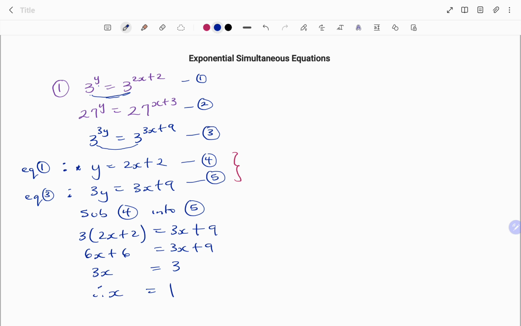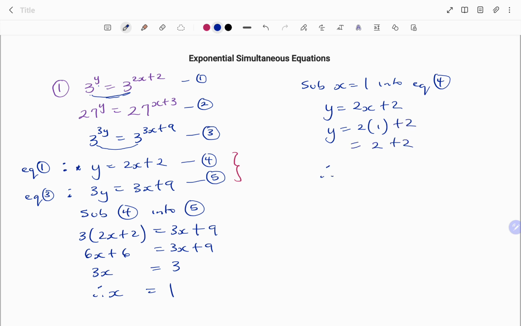Because my x is 1, I substitute x equals 1 into equation 4. I'm looking for the value of y. Equation 4 states that my y equals 2x plus 2. I'm going to replace my x with 1, so y equals 2 times 1 plus 2, equals 2 plus 2. Therefore, my y equals 4.